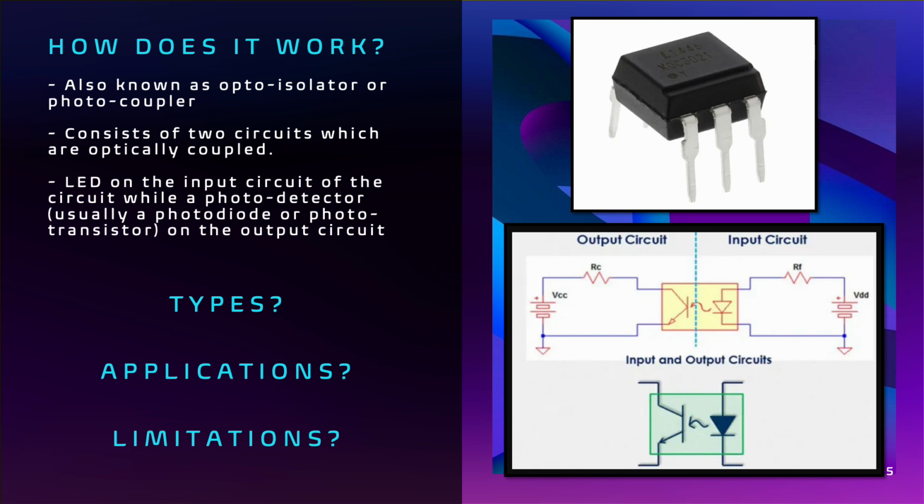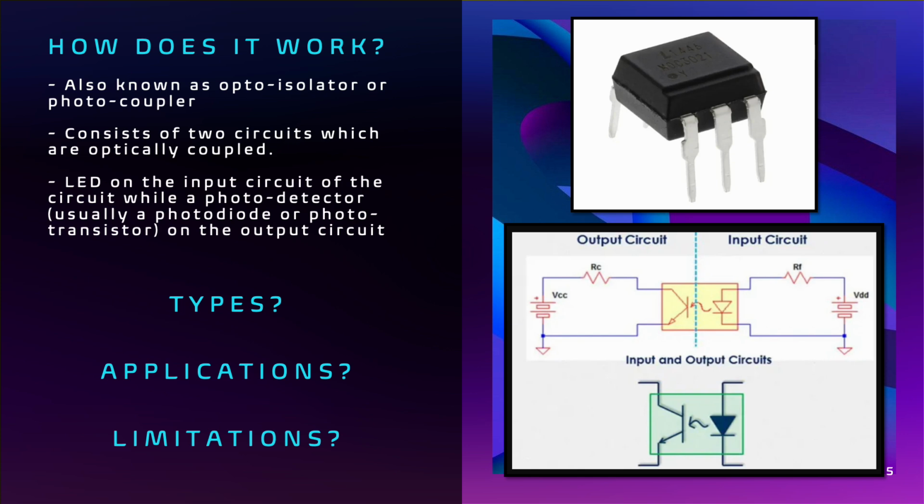But there are also some disadvantages to this optocoupler instrument. The first one is limited bandwidth. Optocouplers may have limited bandwidth compared to direct electrical connections, which can be a limitation in high frequency applications. The second one is temperature sensitivity. Performance may vary with temperature, particularly for optocouplers using light emitting diodes. And the third one is cost. Optocouplers can be more expensive than alternative isolation methods, particularly for high performance or specialized types.